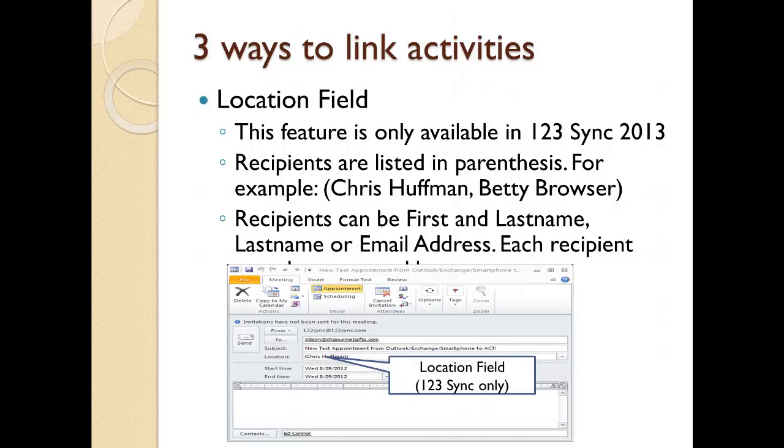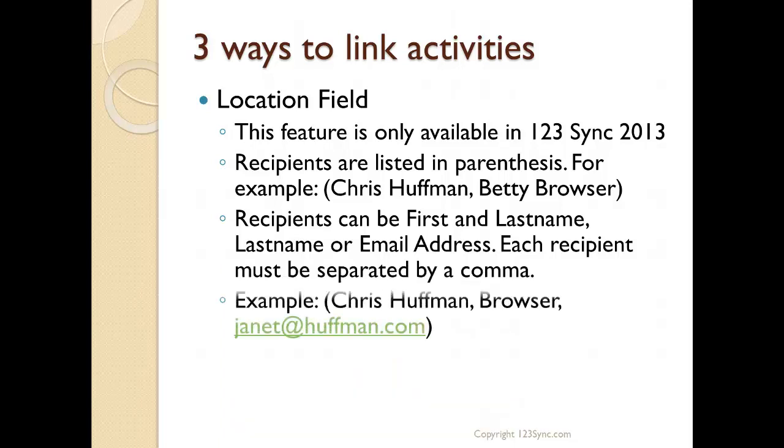So this is the location field right there, and then we just enter which recipients we want to schedule this particular activity. In this case, for example, you can put Chris Huffman, Betty Browser or Browser just for the last name, and then janet@huffman.com, and these three then, and 123Sync will then take this list and parse it and then match it to the contacts in ACT.